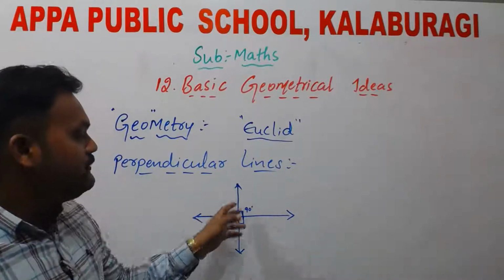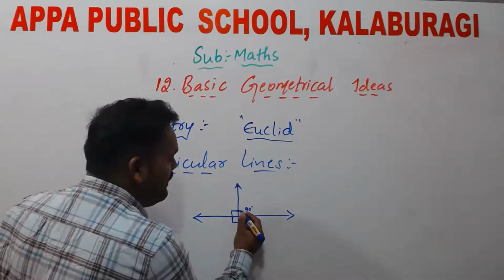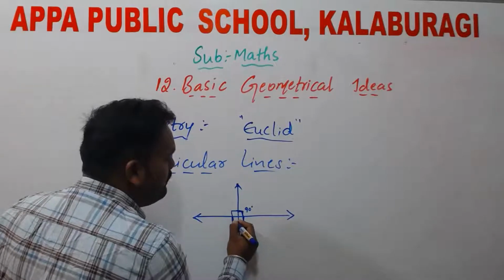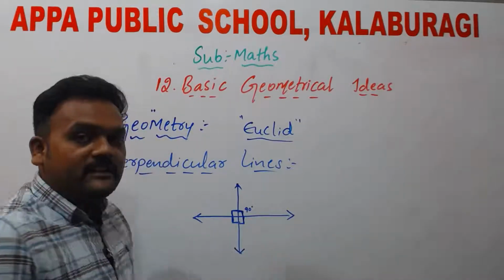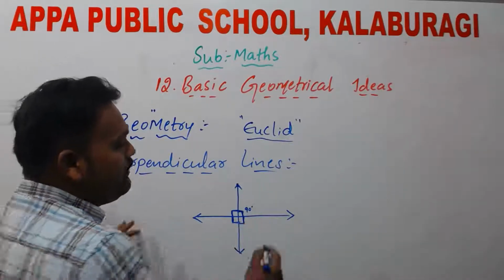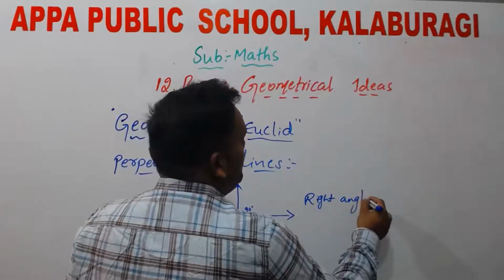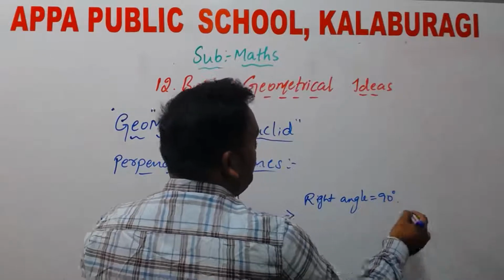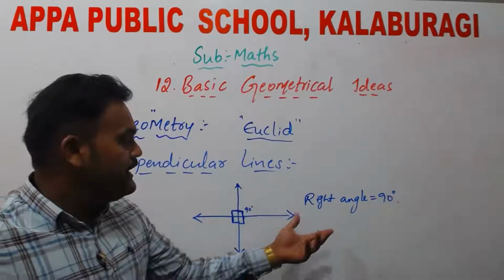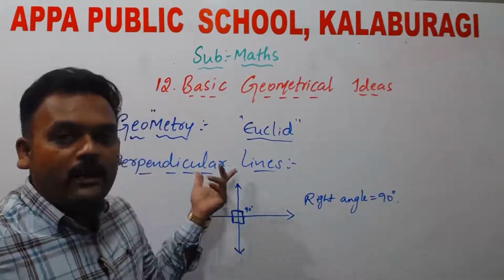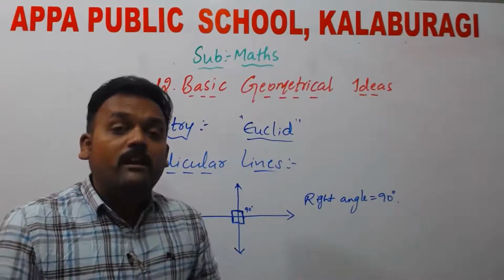See, if one of the angles is formed by them, see this angle or any of the angles, if any angle is 90 degrees, that is a right angle. A 90-degree angle we call a right angle. So what is a right angle? A right angle means a 90-degree angle. If one of the angles formed is a right angle, that is in perpendicular lines, not in parallel lines.